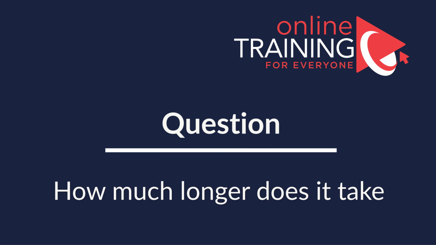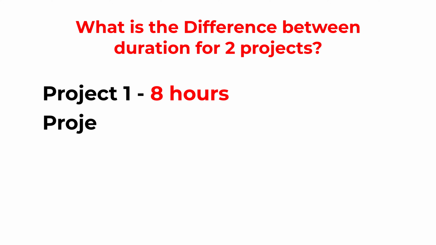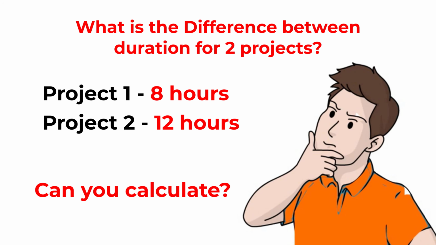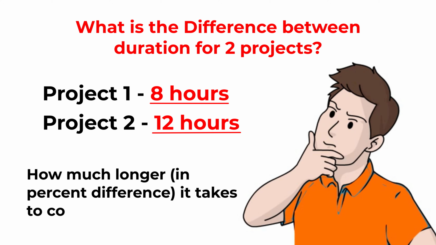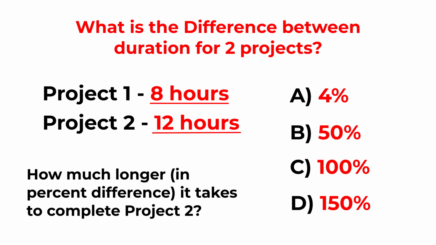Here is an interesting question which tests your understanding of percentage differences. You are presented with two projects, Project 1 and Project 2, and you need to calculate the difference between completion time for those two projects. It takes 8 hours to complete Project 1, and it takes 12 hours to complete Project 2. So, how much longer does it take to complete Project 2? You have 4 different choices. Choice A, 4%, choice B, 50%, choice C, 100%, and choice D, 150%.